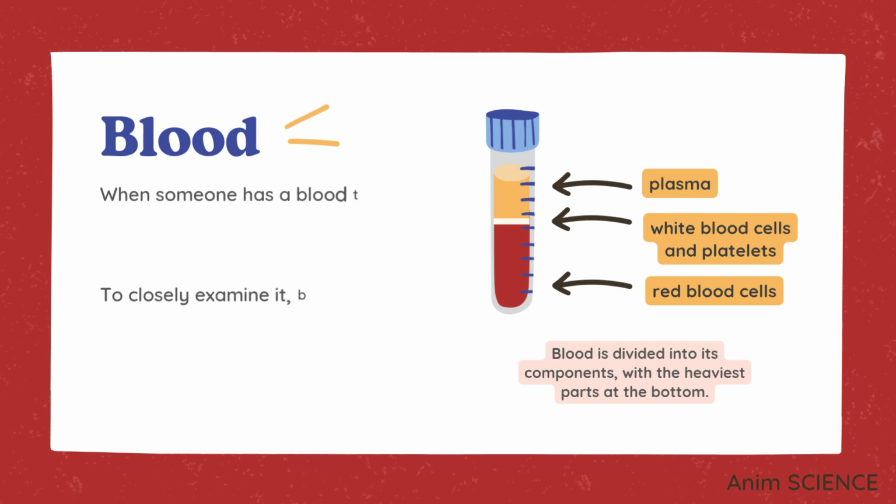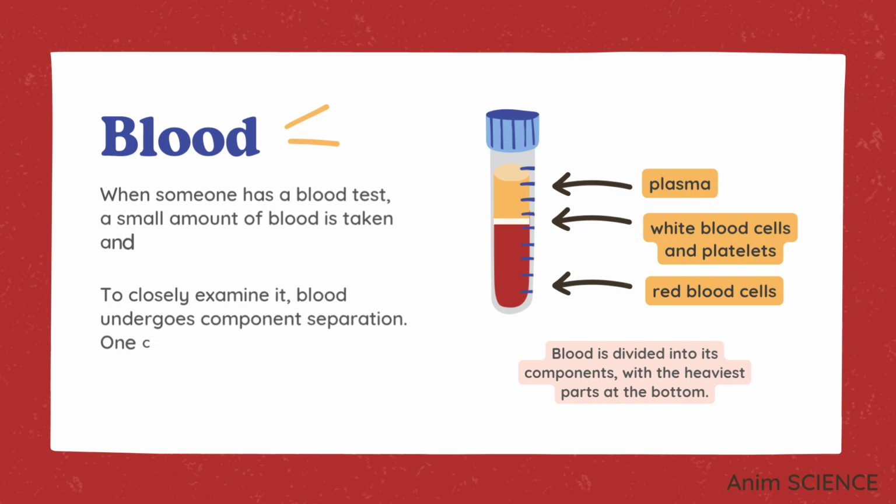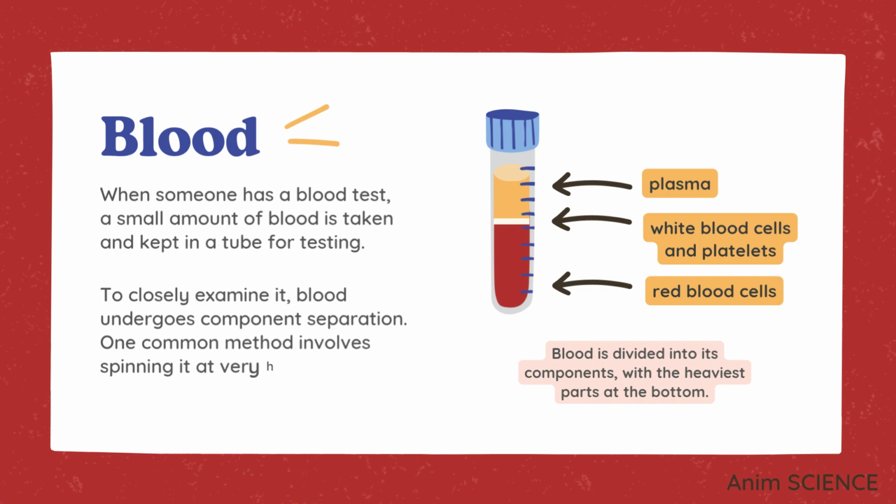Sometimes, doctors need to examine our blood closely. For this, a small amount of blood is taken during a blood test and collected in a special tube. To separate the different components of blood, the tube is placed inside a machine called a centrifuge. The centrifuge spins the blood at a very high speed.